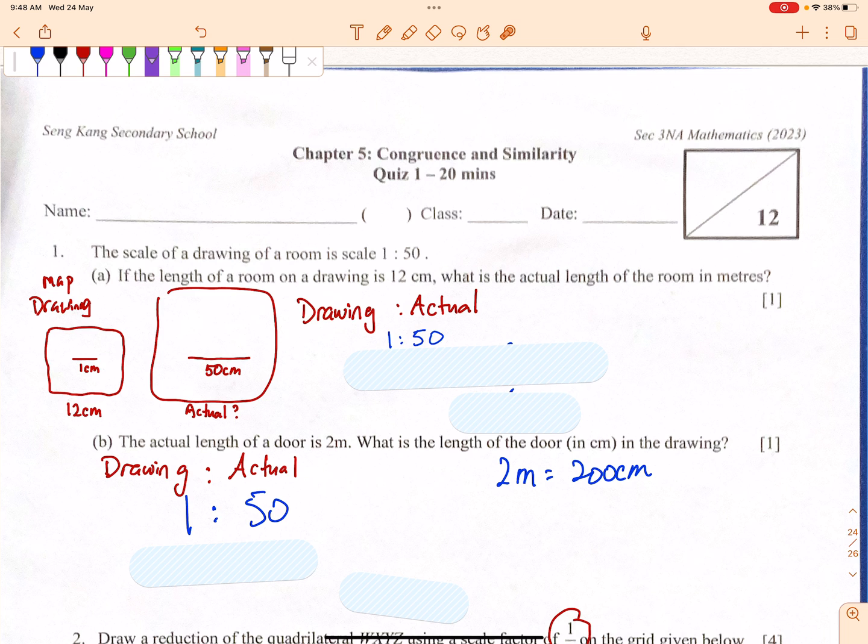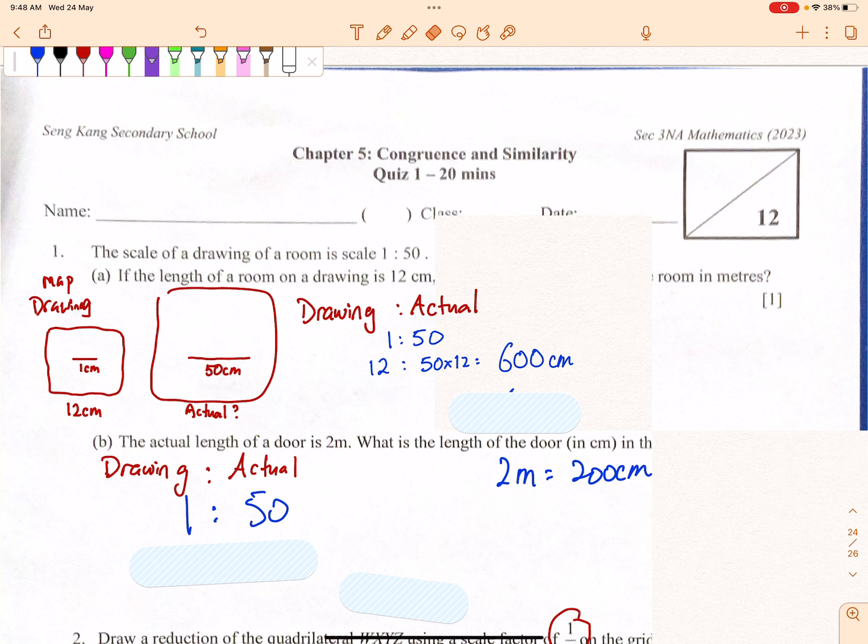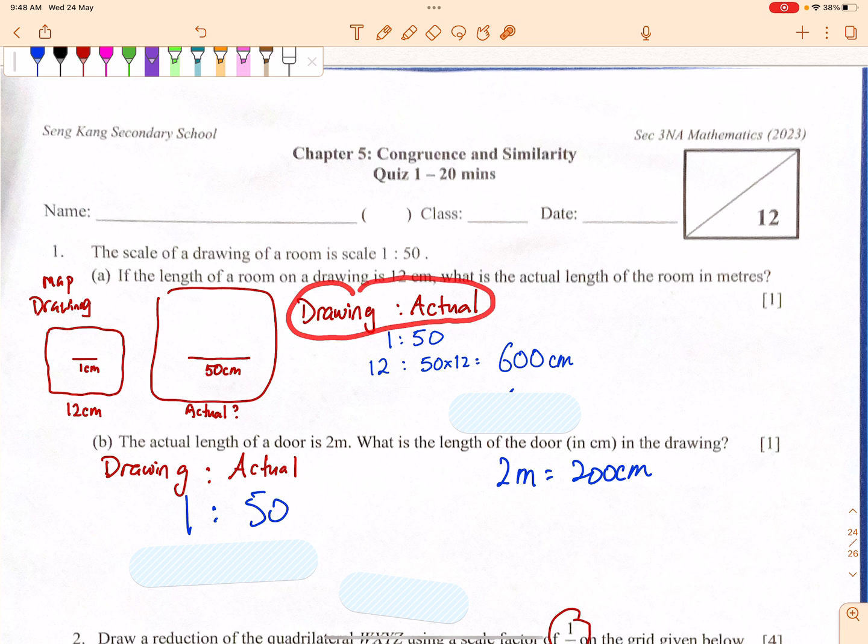Now if the length of the drawing is 12 cm, then the question is, then how big should it be? So if 1 cm represents 50 cm, 12 cm I will need to multiply by 50, right? So in this understanding, I will have the drawing and the actual. I can write it as 1:50. So every 1 cm on the drawing actually represents 50 cm on the actual. So if I have 12 cm, then I can understand it as I multiply by 12, and over here I multiply by 12 as well.